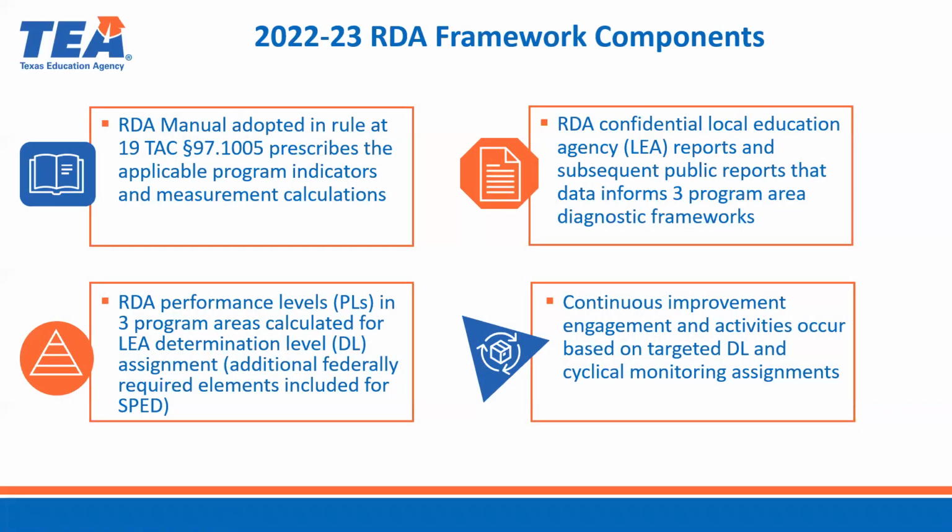The 2022-2023 RDA Framework Components that are discussed in this presentation include the RDA Manual, the RDA Confidential and Subsequent Public LEA Reports, calculated determination level assignments for the 3 included program areas, and continuous improvement engagement and activities based on targeted DL and cyclical monitoring assignments. The graphic icon identifiers here are included throughout to identify component information as we proceed.